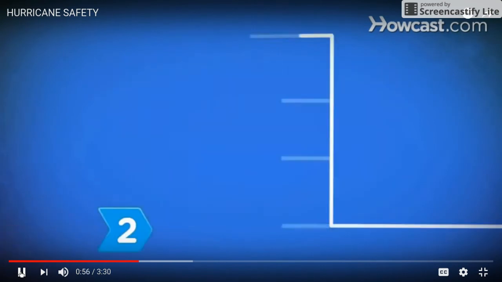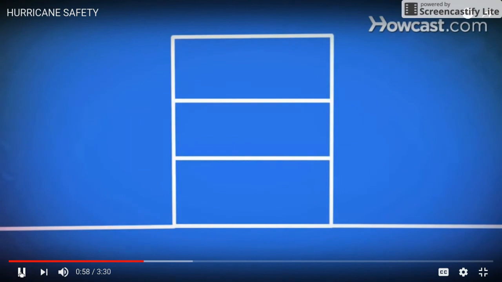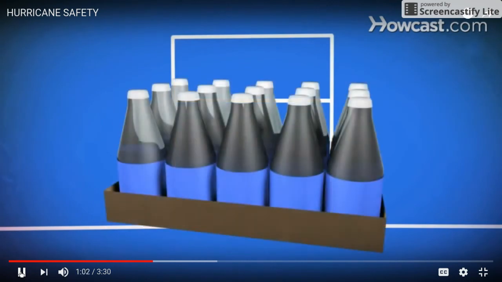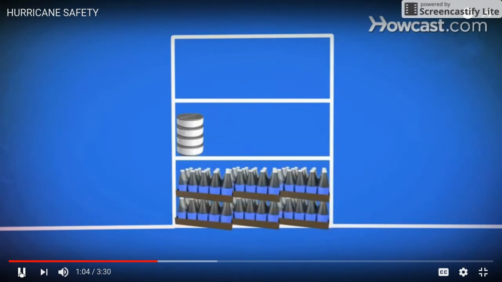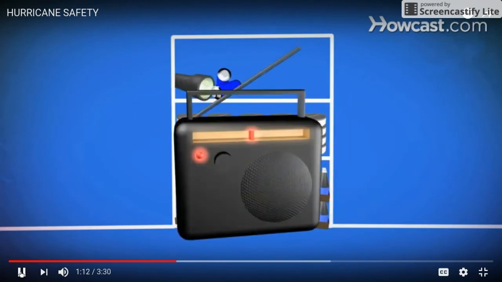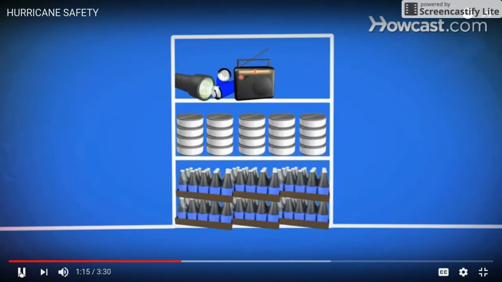Step 2. Have the following supplies on hand at the start of hurricane season. A 3-day supply of water that provides 1 gallon per person per day, a 3-day supply of non-perishable food that doesn't require cooking, a flashlight and extra batteries, a battery-powered radio that can receive broadcasts from the National Oceanic and Atmospheric Administration, a first aid kit, and a 7-day supply of medications.